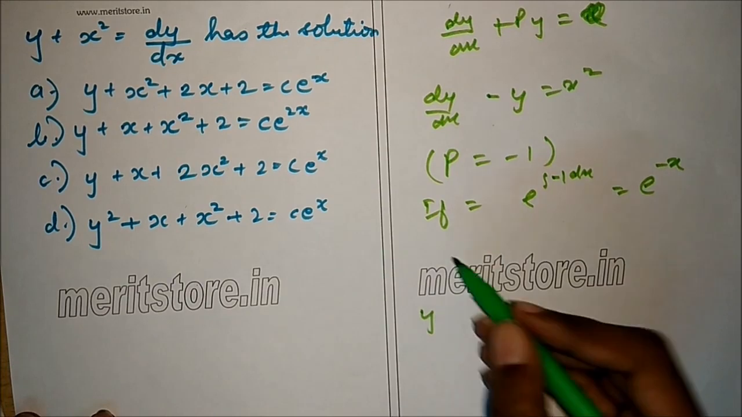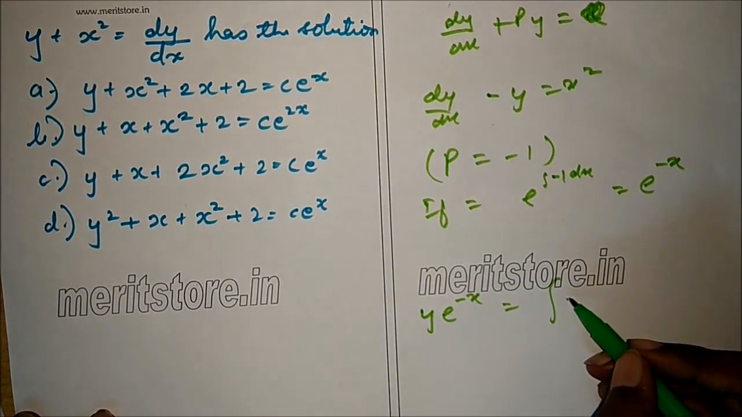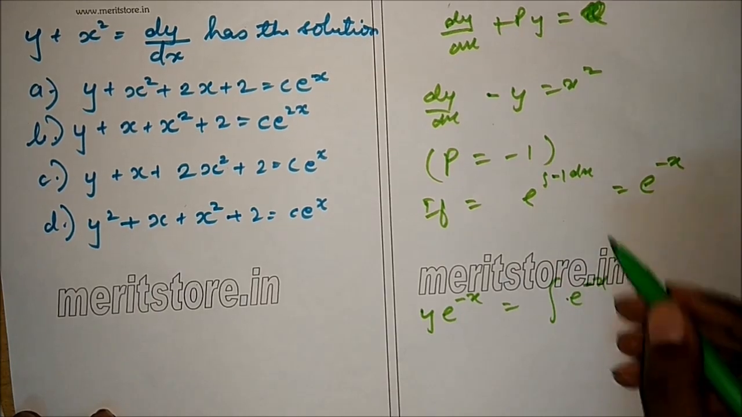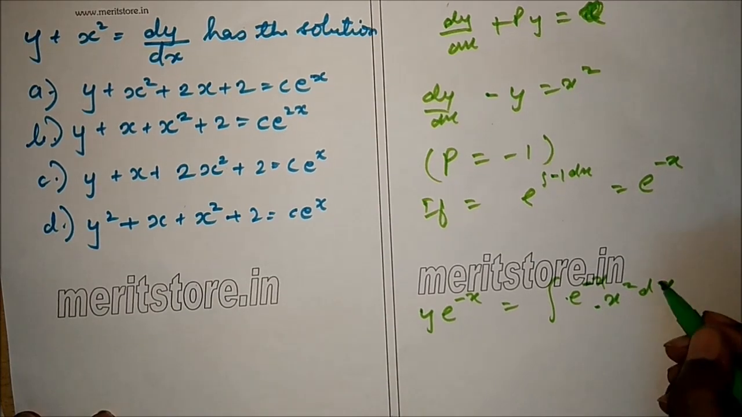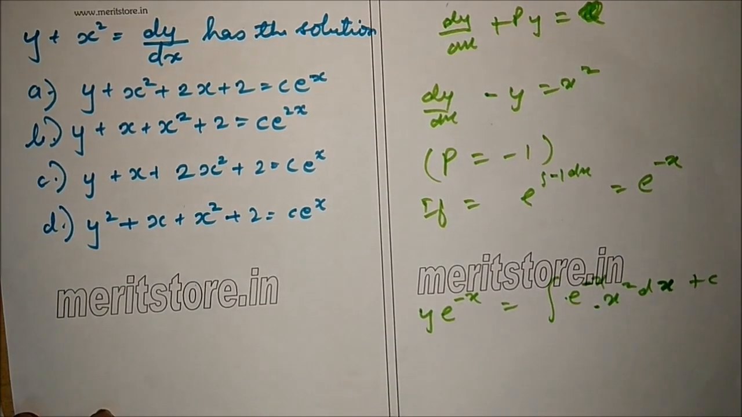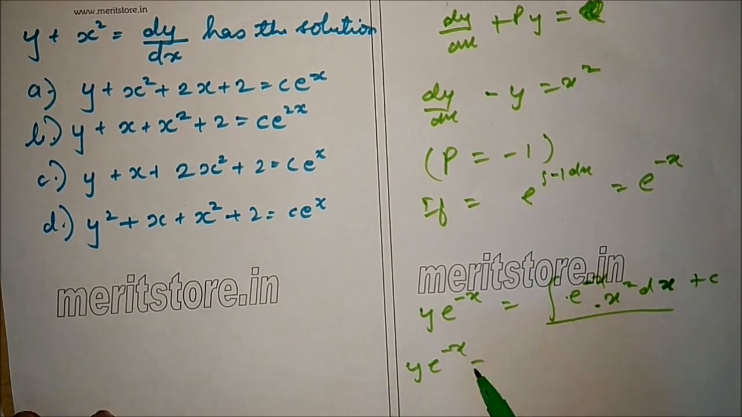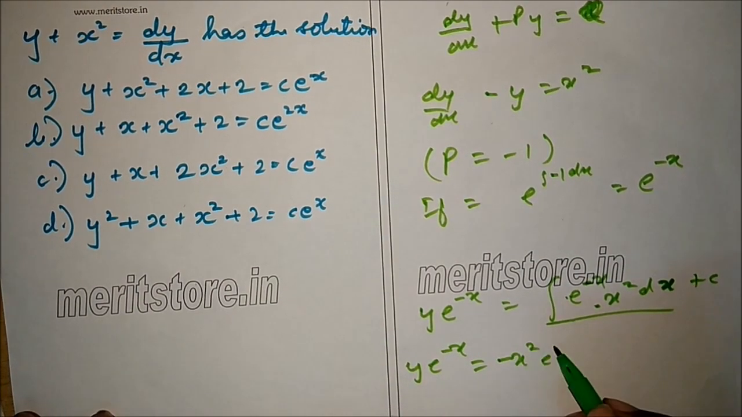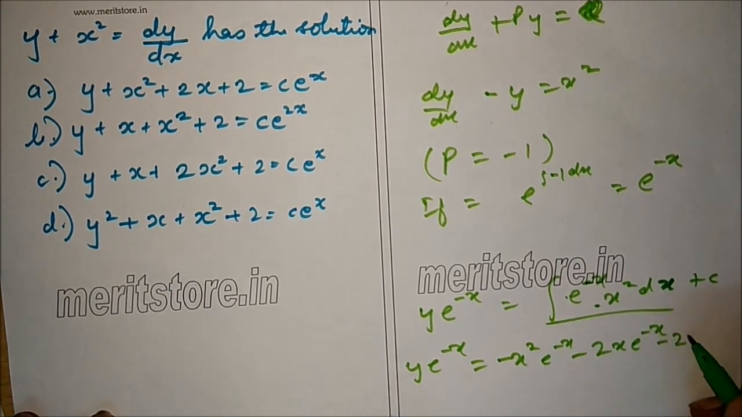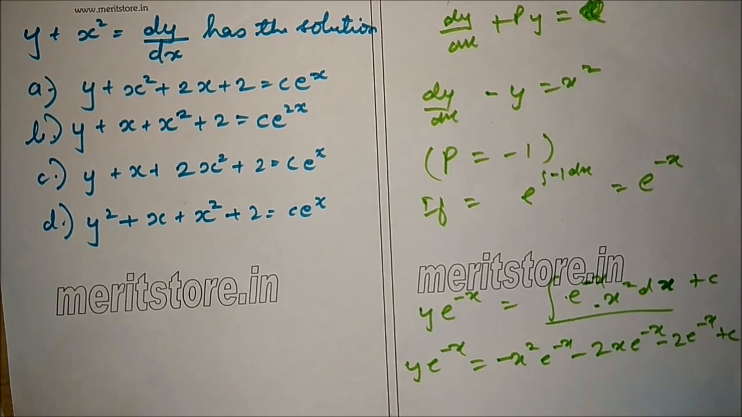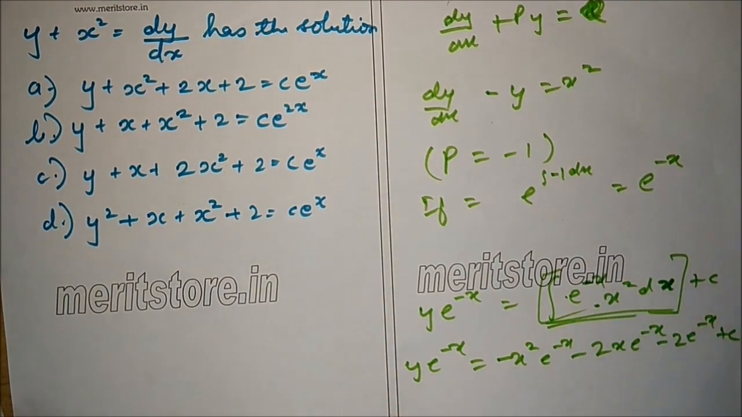So the solution is y into integrating factor, that is y into e raised to minus x equals integration of integrating factor e raised to minus x into q, which is x square dx, plus c. So integration of this will be y e raised to minus x equals minus x square e raised to minus x minus 2x e raised to minus x minus 2 e raised to minus x plus c, after we use the u into v rule for integration.